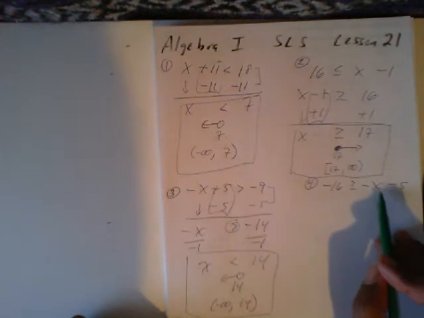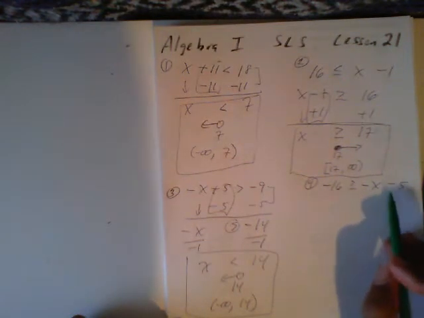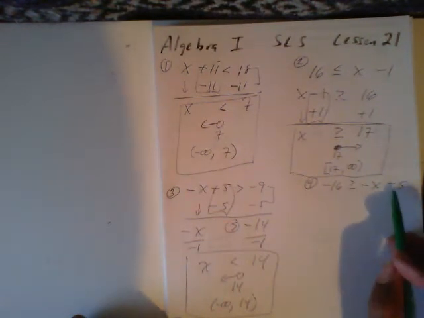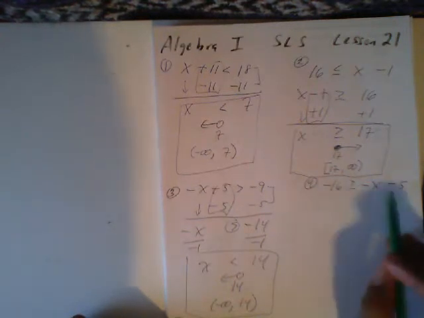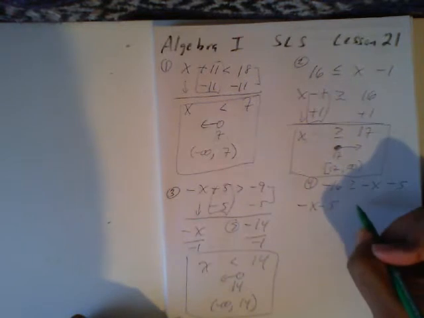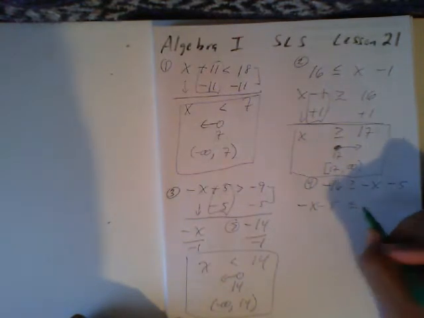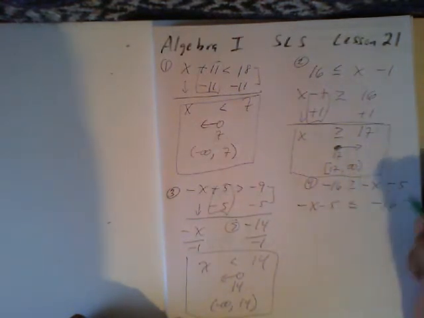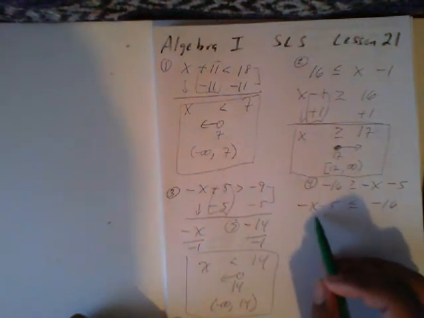On this one, the problem is that x is on the right side, so we want x on the left side. So we're going to start putting everything on the other side. So negative x minus 5, negative x minus 5 here, and then we're going to have a switch of the sign here, and then negative 16. So everything has been switched. So we have x on the left.